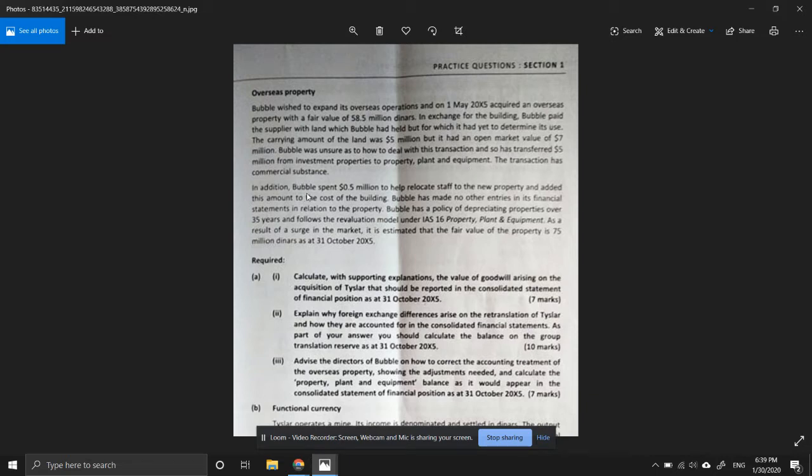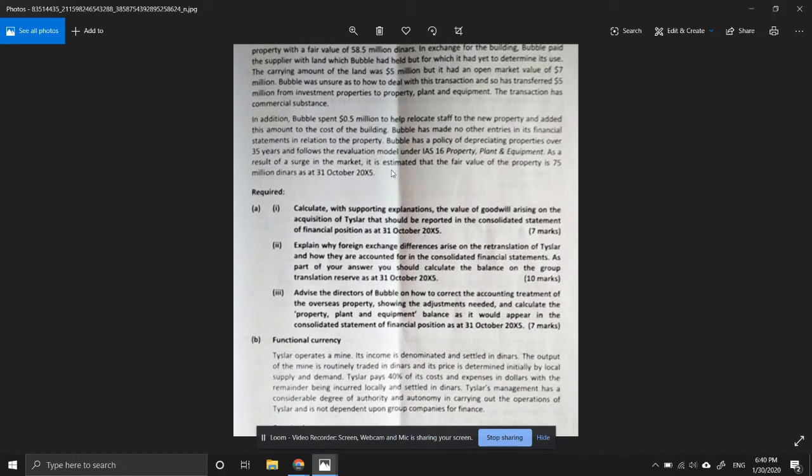In addition, Bubble spent 0.5 million to help relocate staff to the new property. This is always an expense. Always remember that relocation is always an expense. Bubble added that amount to the cost of the building, but you can't do that. Bubble has made no other entries in the financial statements in relation to the property. Bubble has a policy of depreciating properties over 35 years, follows the revaluation model under IAS 16, and at the year end the fair value is 75 million dinar. So there might be some OCI item as well.